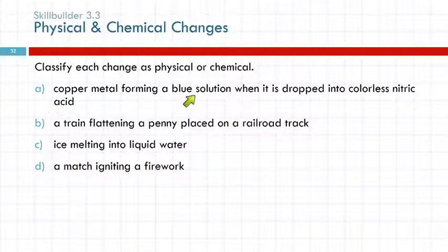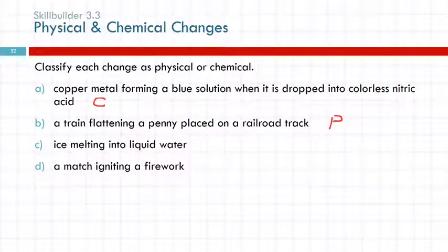So let's classify these. Copper metal forming a blue solution when it's dropped into colorless nitric acid. Chemical change or physical? Chemical. Something changing color is often chemical. A train flattening a penny placed on a railroad track. That's physical. It's still copper, it's just been smushed. Don't do that, by the way. It's not a good idea.